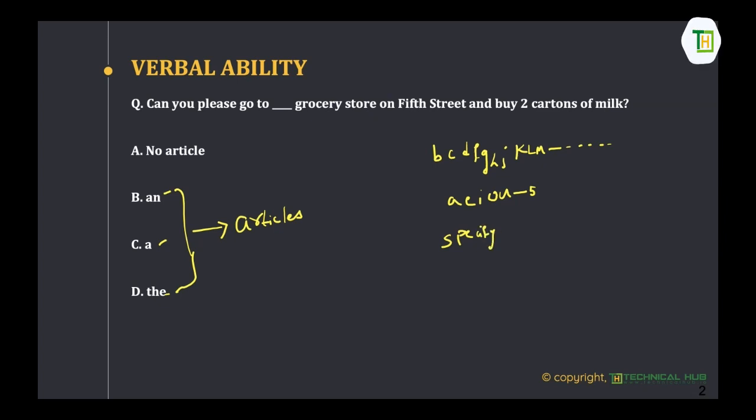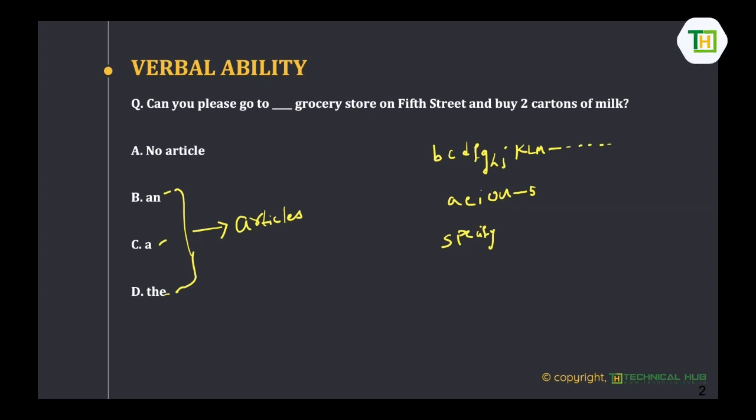For example, I'm going for a movie. I am going for a movie means one movie, it could be any movie. Now, I'm going to the Avengers movie. That means we will understand that you are going only for the Avengers movie, not any other movie. Okay, so now let's see the question.